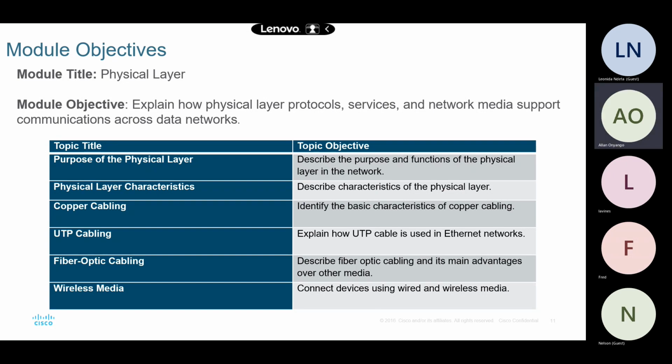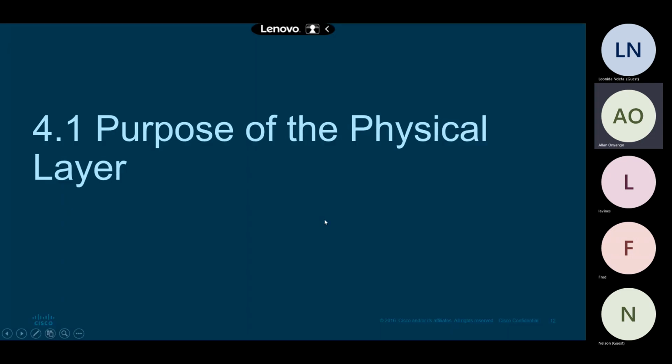We will describe the characteristics. Then we get down to the media itself, copper. Under copper, we'll focus on one of the most popular copper media, the UTP. Then we describe fiber optic features and advantages over other media types. And finally, we talk about wireless media. All right, so let's get started, ladies and gentlemen.